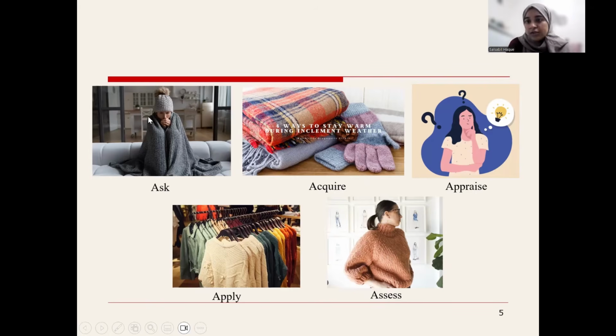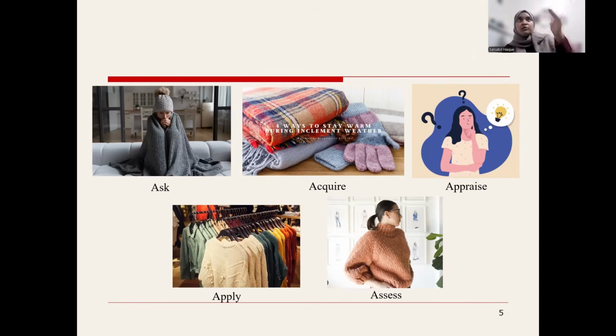Then she'll be like, okay, why does this jacket feel itchy? Or how can I stop this from feeling itchy? Right? Then she will acquire information on that, appraise, apply, and assess. Okay, so again, first step, ask, acquire, appraise, apply, and assess. These are the five very important parts of any evidence-based medicine practice. Okay, so this is very, very important.